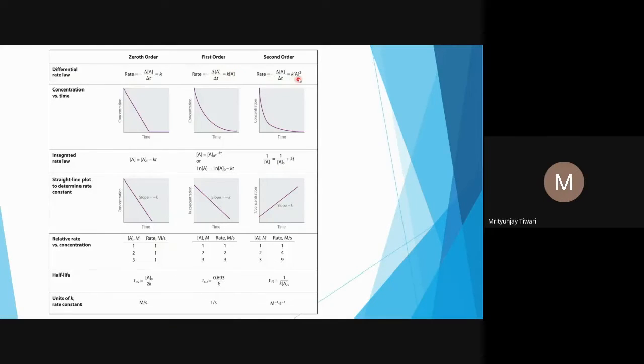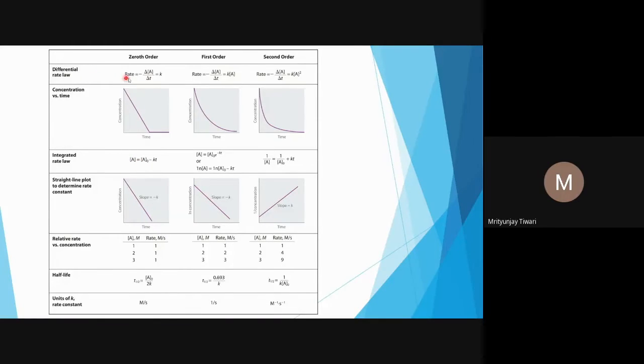For the second order reaction, we see the similar thing: the rate is represented as minus delta A by delta T, and this is equal to the differential rate law. This is the rate law expression, K into concentration of A to the power 2. One can integrate this expression because delta A divided by delta T one can write as minus d concentration of A by dt. So on integrating this, one can obtain the integrated rate law.